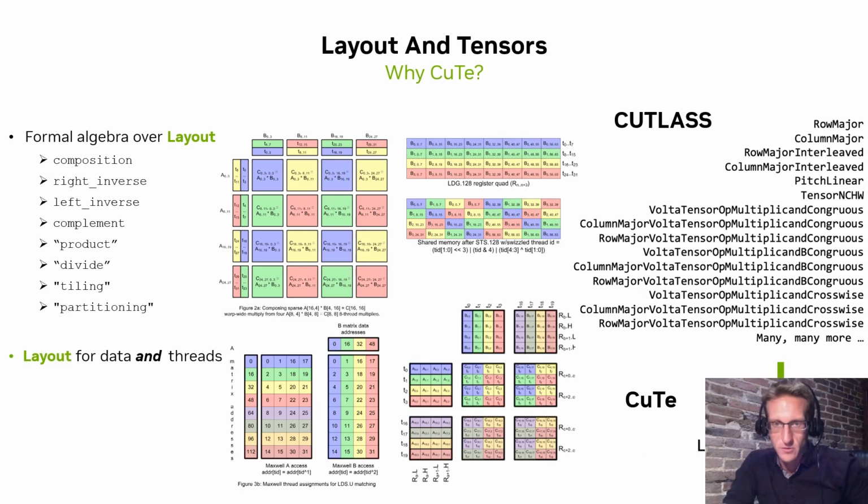Although we won't deep dive into it here, there's a formal algebra defined over Qt layouts. That means that we can compose 2 different layouts. We can take the inverse of a layout. We can find the complement of a layout. And from these 3 operations, we can define higher order operations, such as taking the logical product of 2 layouts or the logical division of 2 layouts, and very fancy tiling operations and partitioning operations.